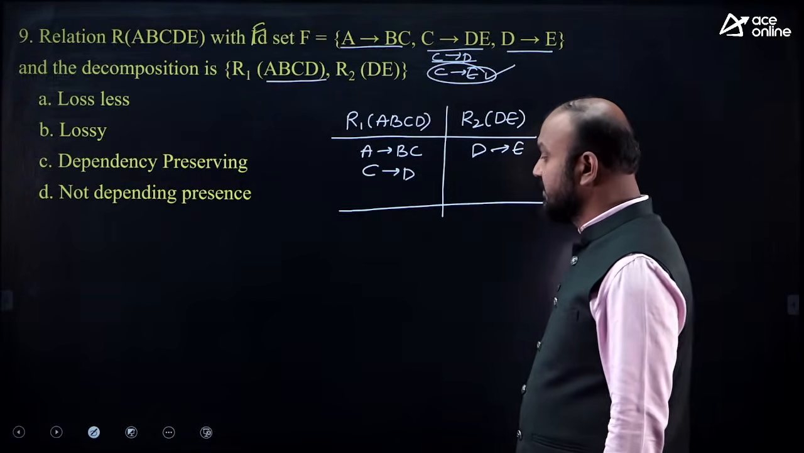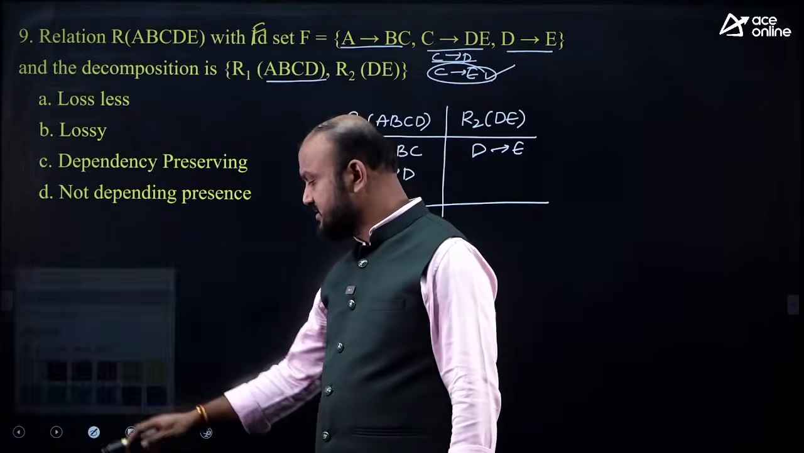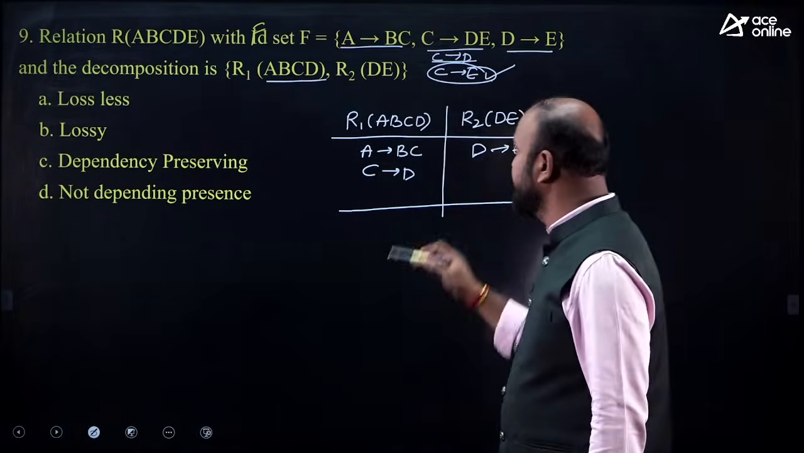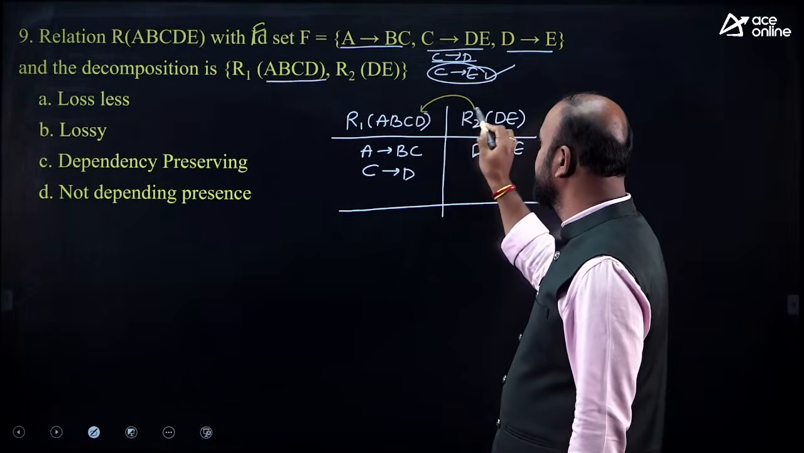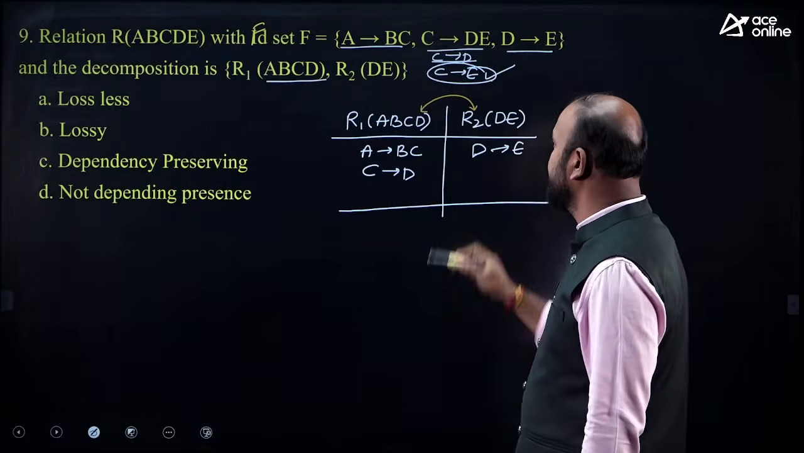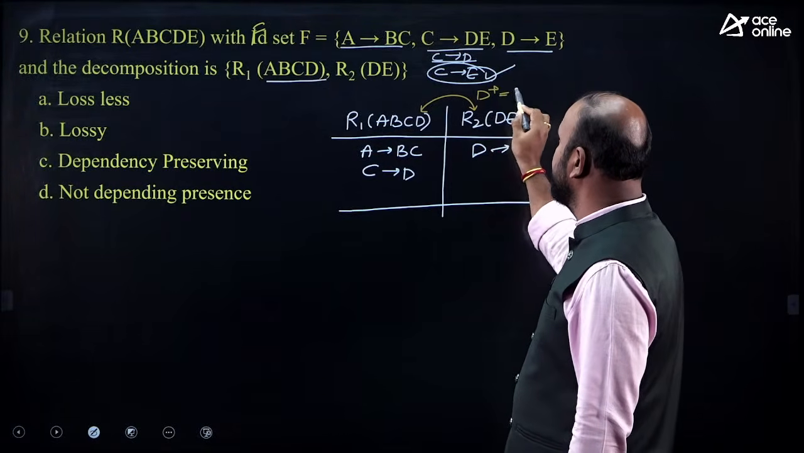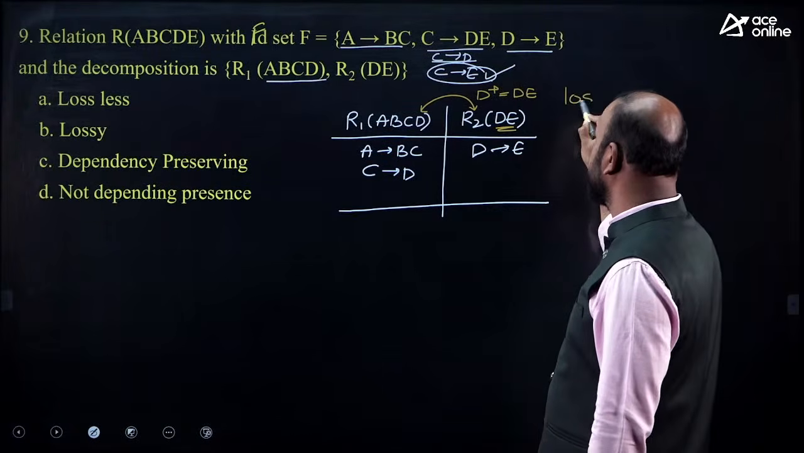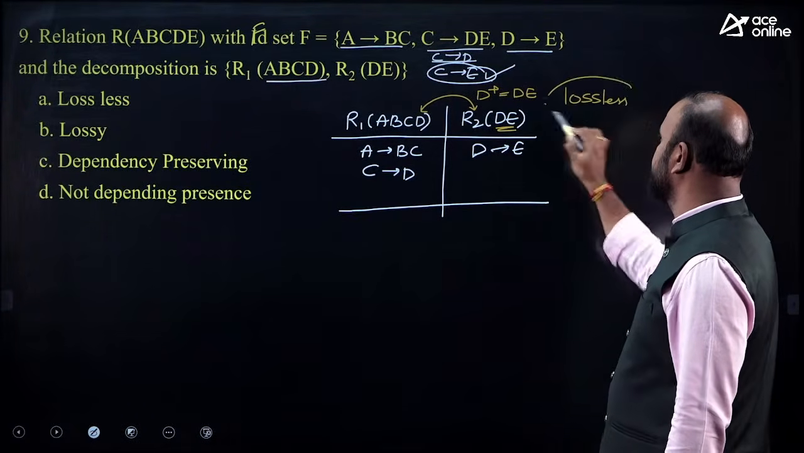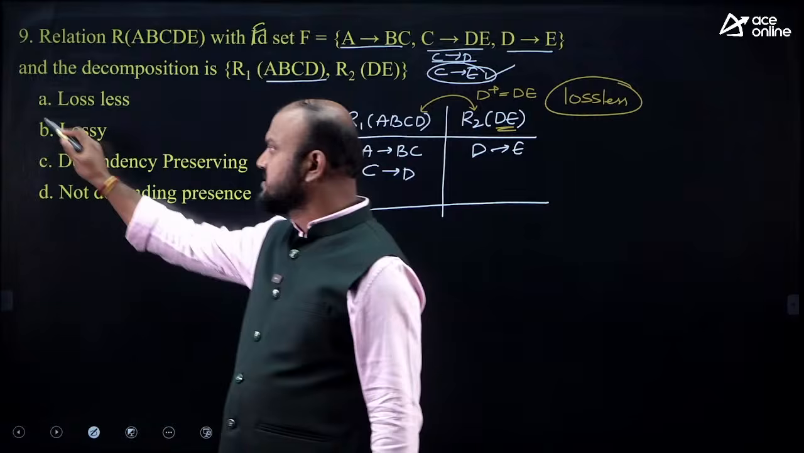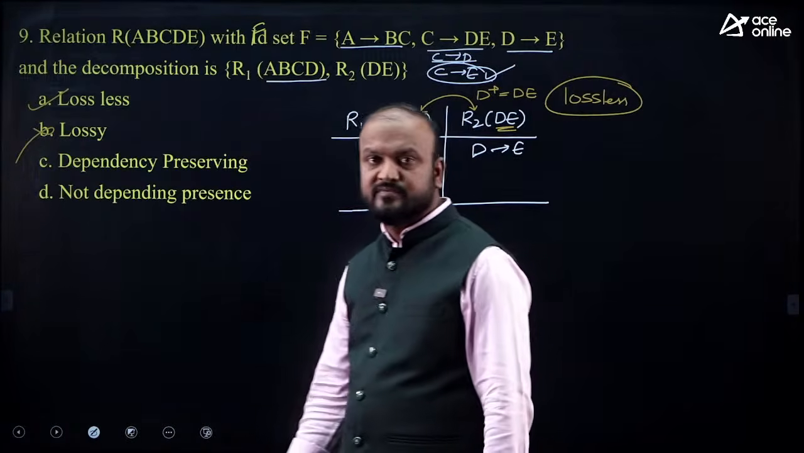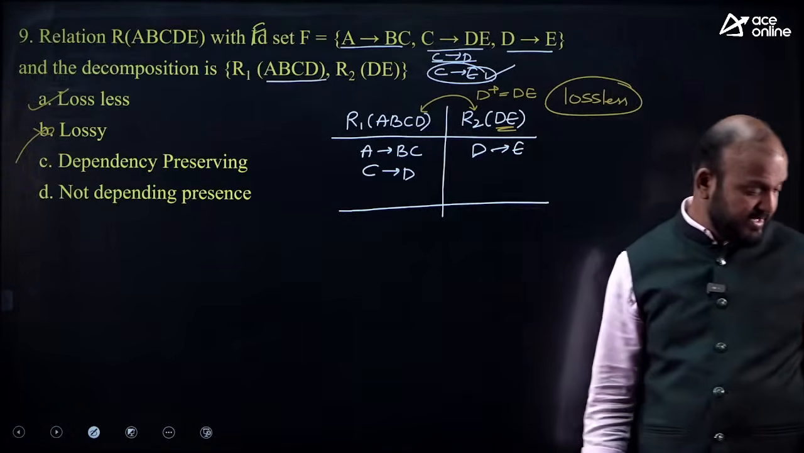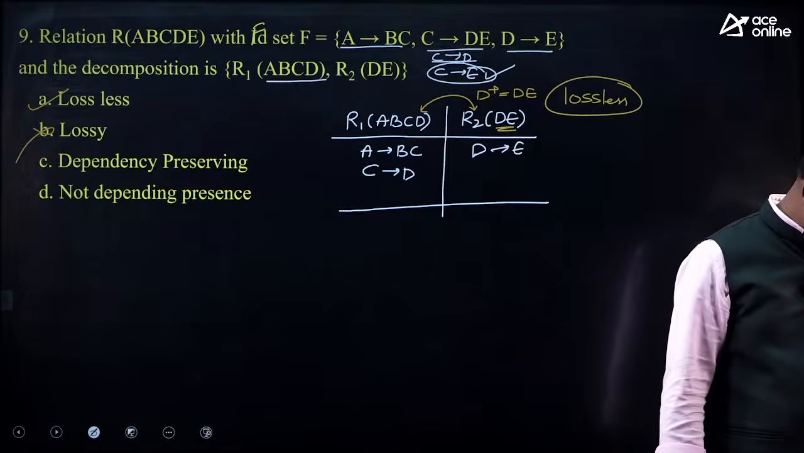Before that, we have to check for lossy or lossless. What is required? There should be at least one attribute common. What is the common attribute? D. What is the closure of D? D, E. It covers all the attributes of R2. Therefore, the decomposition is lossless, so lossy is wrong. Second thing, DP or not DP. So what are the answers?